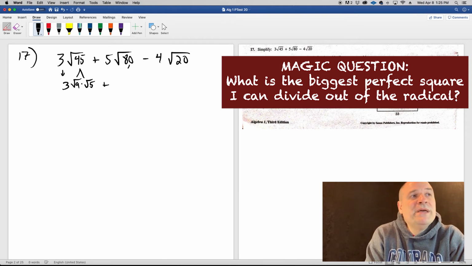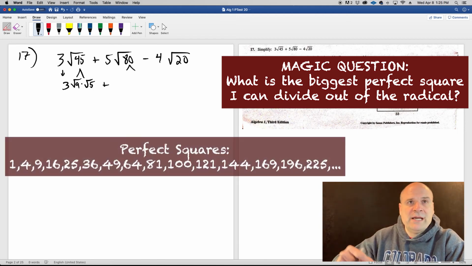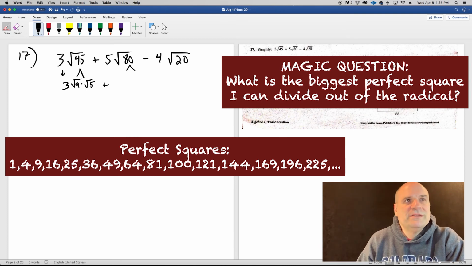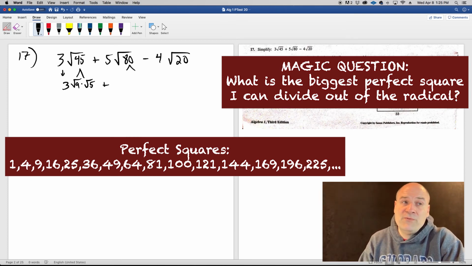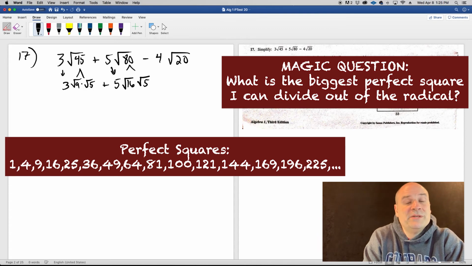All right, what is the biggest perfect square that you can take out of 80? Remember your perfect squares are like 4, 9, 16, 25, 36, and so on. Well, the obvious answer is you could take a 4 out of there, but there's a bigger one. So I'm gonna take out, remember we still need this 5, 16, because the square root of 80 is the square root of 16 times the square root of 5, because 80 is just 16 times 5.